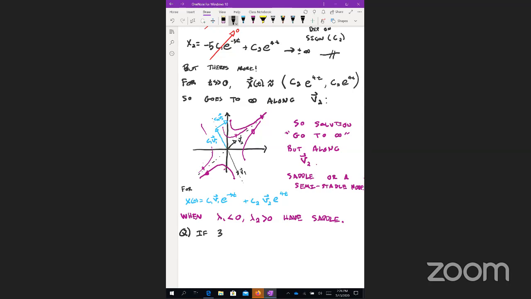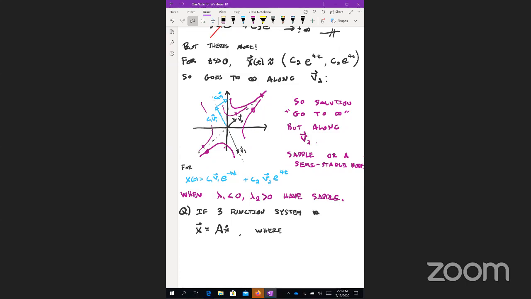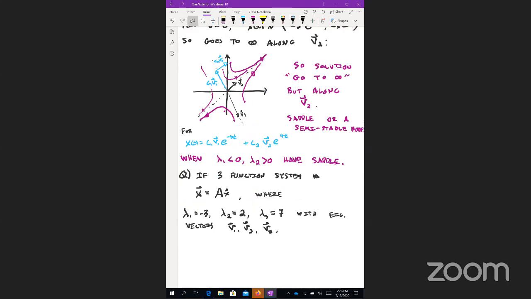If we have a 3 function system, x bar equals Ax, where lambda 1 equals -3, lambda 2 equals 2, and lambda 3 equals 7, with eigenvectors v1, v2, v3. What is the asymptotic behavior going to be?